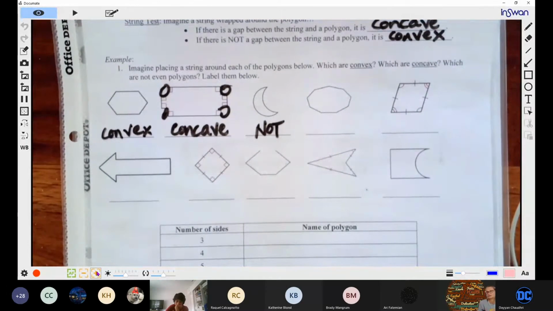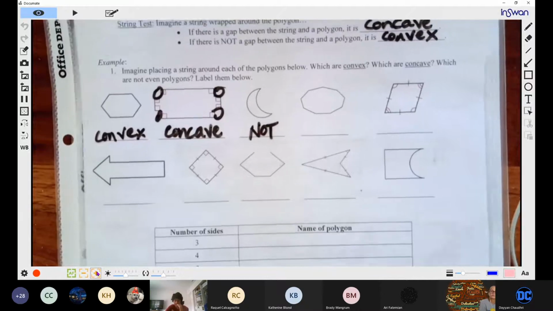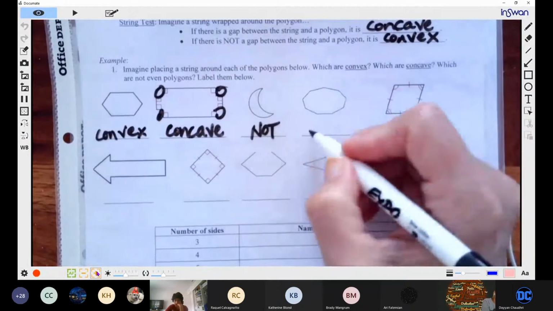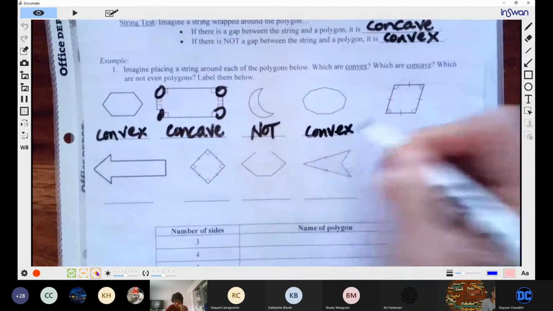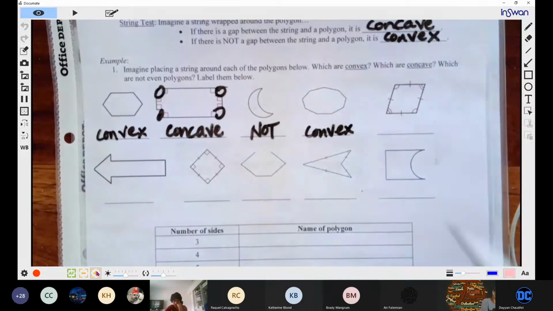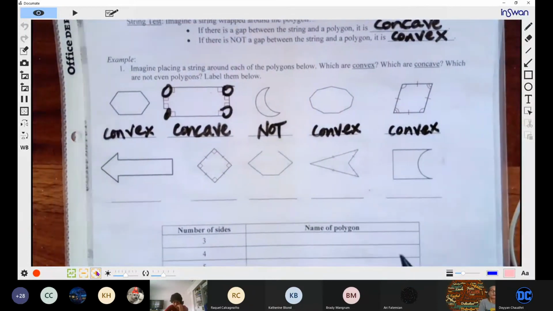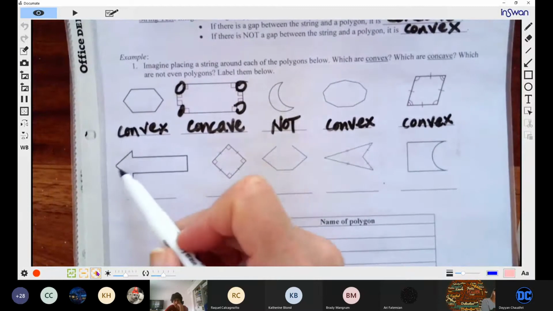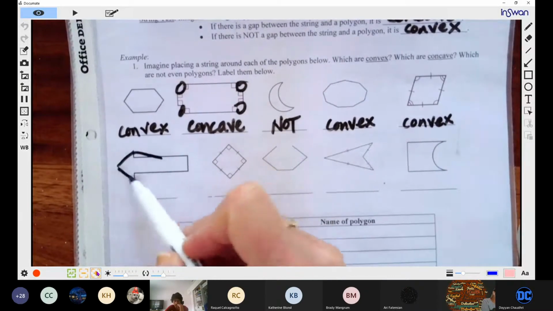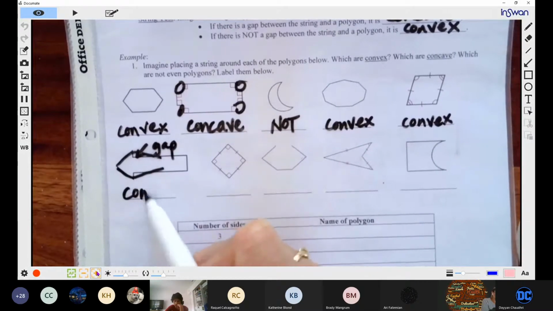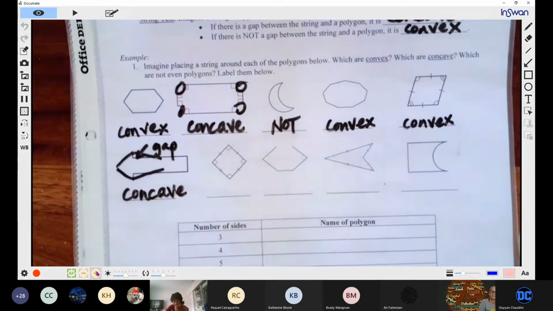Normally I would be calling on you, but because I'm recording and for the sake of brevity, because these notes are long, I apologize. Here, everything's all pushed out. If you had a string, you could wrap it around without gaps. So that's convex. Again, convex. But if I look here, your string would come like this, right? So that gap makes that concave.